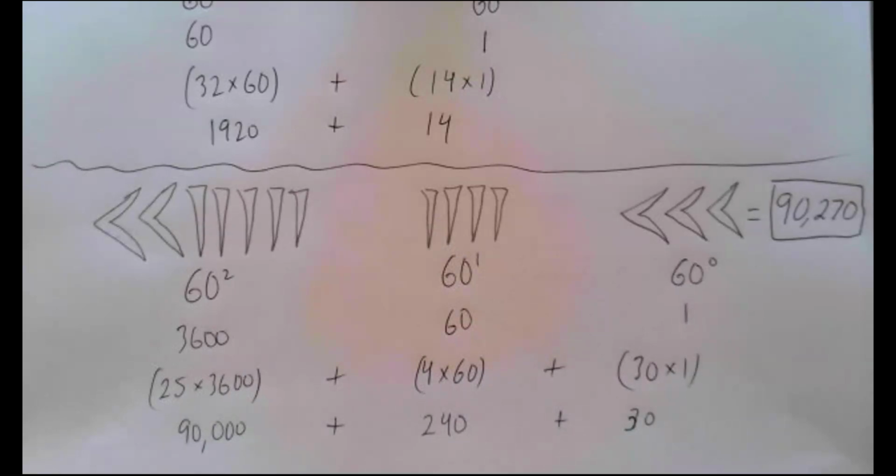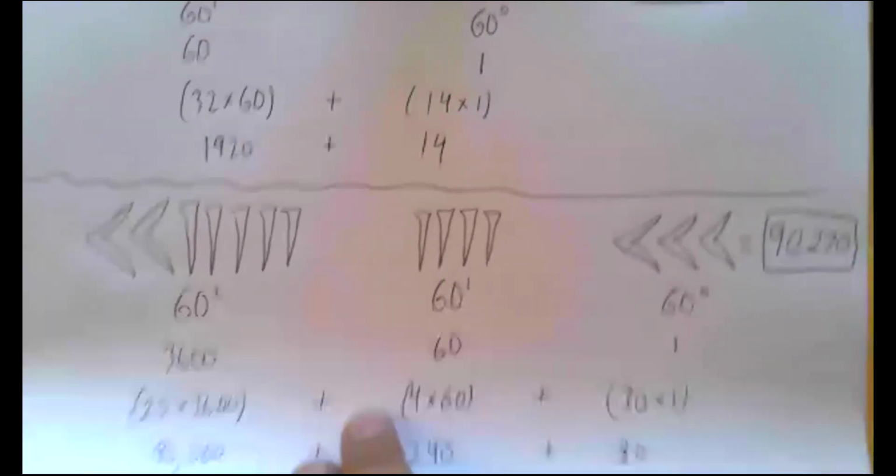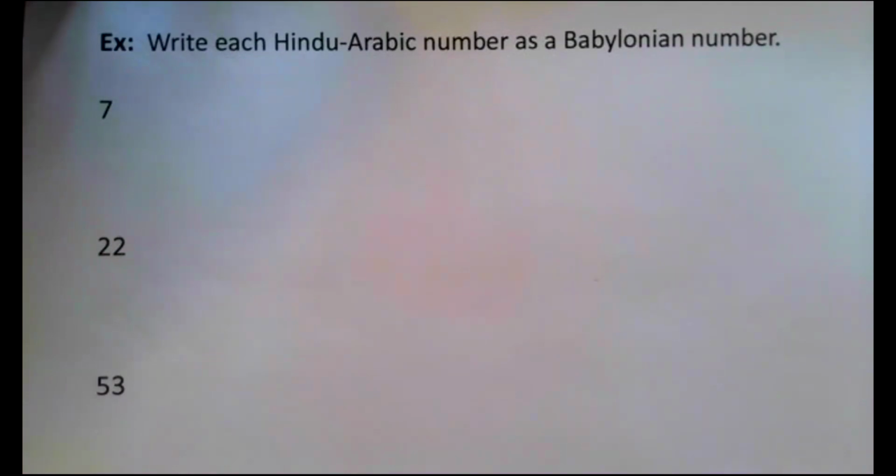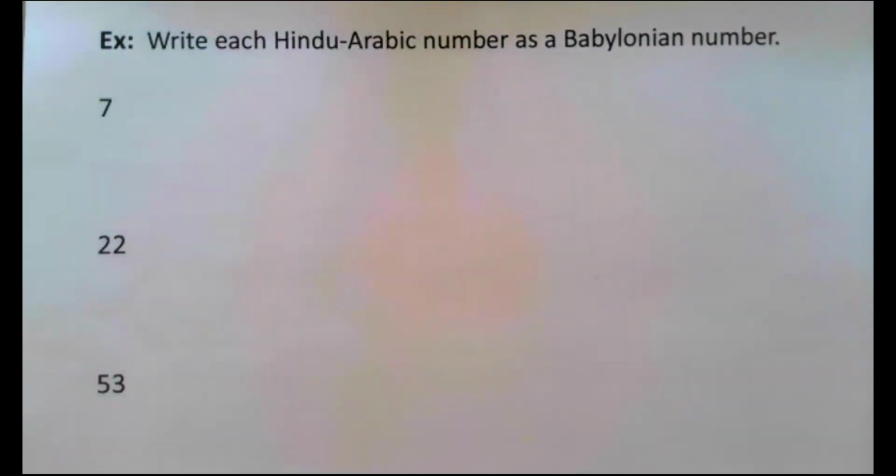For the rest of our time in this section, let's switch the order that we're doing this. Let's start with Hindu Arabic and move to Babylonian. The first several examples, we went from Babylonian to Hindu Arabic. Let's reverse that right now. Write the Hindu Arabic number as a Babylonian number.